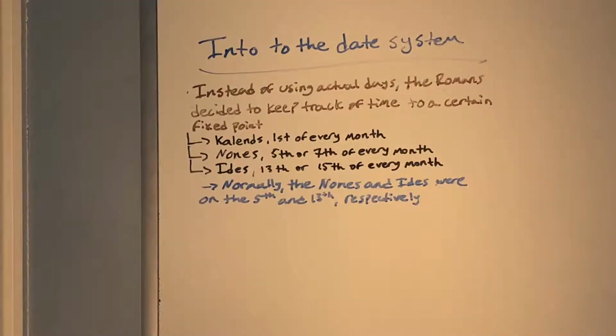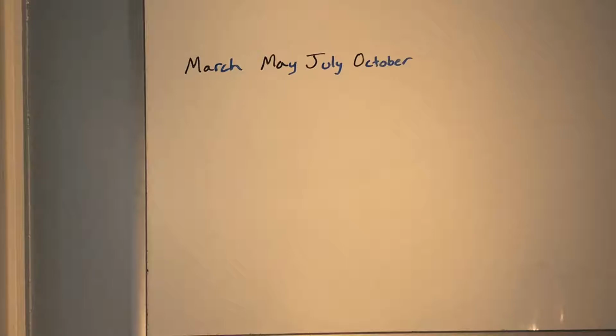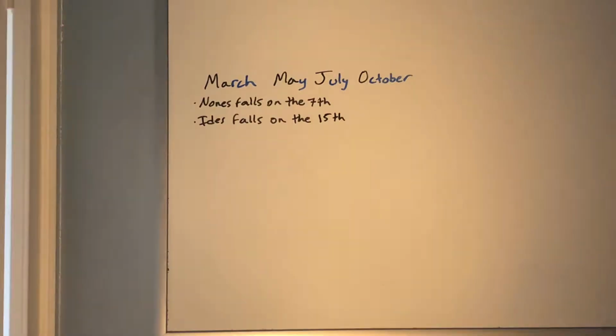Normally, the nones and the ides fell on those earlier dates, the 5th and the 13th, respectively. However, there are 4 months out of the year, which I call the Mama Joe months, where they fall on the later dates, the 7th and the 15th. So let's take a deeper dive into those months, because they're kind of arbitrary, and help you remember them. Mama Joe is a mnemonic that stands for March, May, July, and October. These are the months where the nones falls on the 7th and the ides falls on the 15th.